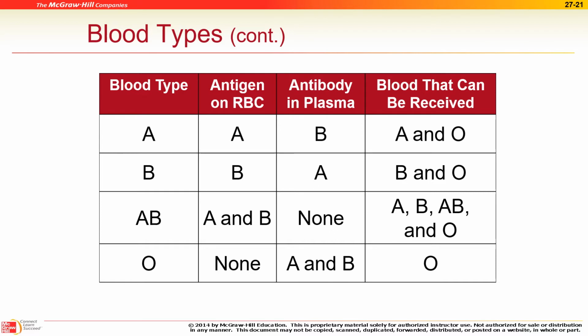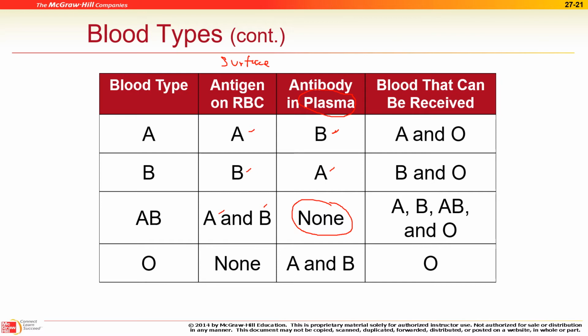So here's a summary of the blood types. Surface antigens: this is what's on the surface of the red blood cells. A antigen, B antigen, both A and B antigens. O has none. But here in the plasma, the liquid portion, you have anti-B for A type blood, anti-A for B. Here you have none, because if you did, you'd kill yourself. And then in O, you have anti-A and anti-B.